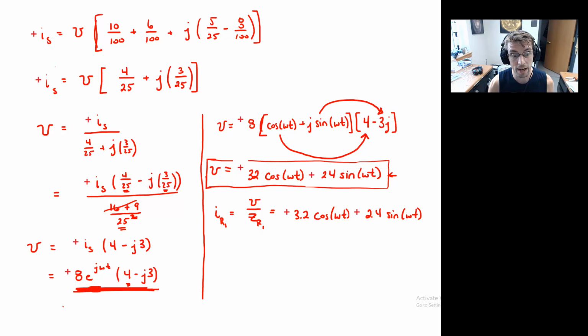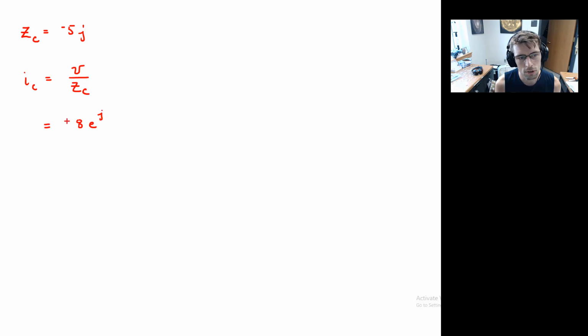Now let's take that in contrast to a different situation. Okay? What about for the capacitor? Remember that the impedance of the capacitor was negative 5j. And so we can't just take the real part of the potential anymore. So let's get an idea here. The current of the capacitor would be the potential divided by the impedance. And here the potential, again, just to remind you, was negative 8 e to the j omega t 4 minus 3j. Okay.